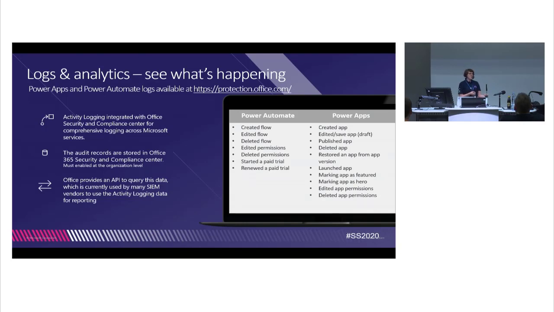And there's an API provided on top of that, so you can build flows, for example, that trigger based on activity within the activity logging. It must be enabled at the organization level and is then available for your organization. And the Power Platform admin role doesn't give you access to that, so you need to be a global admin or a compliance manager to have access to that log.